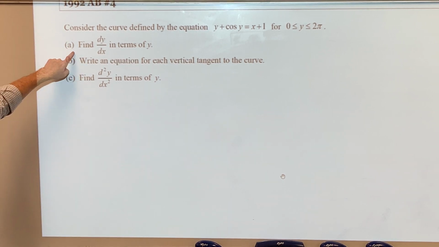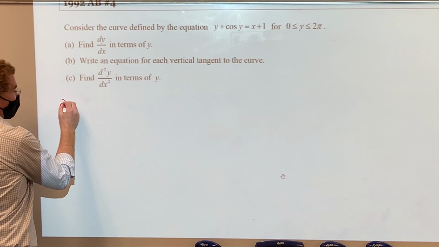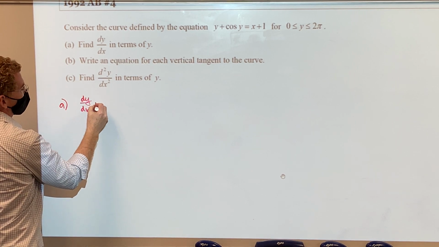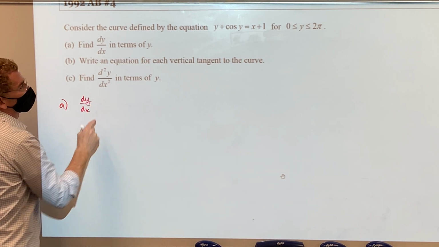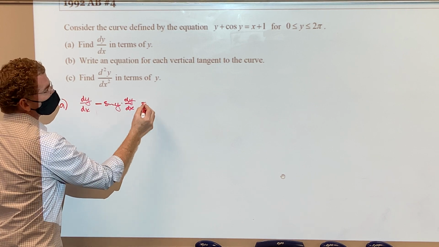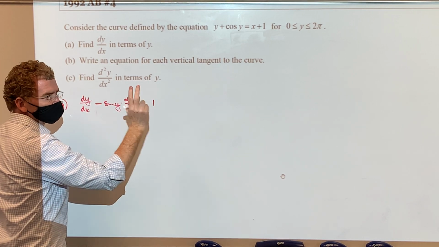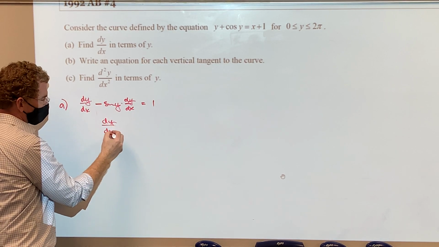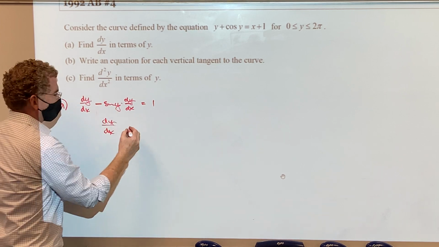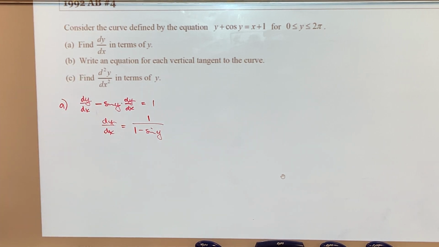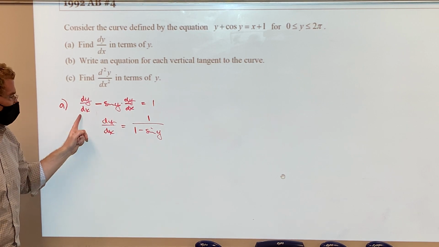So here we go. Consider the curve, find the derivative in terms of y. For part A, what's the derivative? dy/dx plus, what's the derivative of cosine y? Negative sine y dy/dx equals 1 plus 0. How do I solve for this? If I factor out a dy/dx, what's left? 1 minus sine y. So I'm going to divide 1 by 1 minus sine y. I don't know if that's 3 points, but it very well could have been. They might have checked: did they do the derivative, did they mention the dy/dx, did they solve for dy/dx?